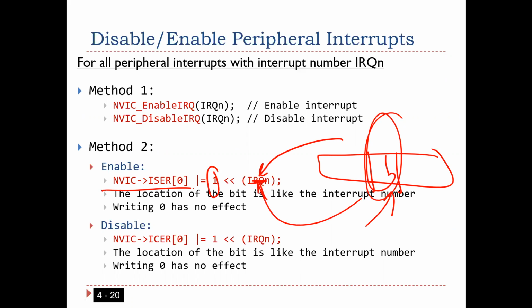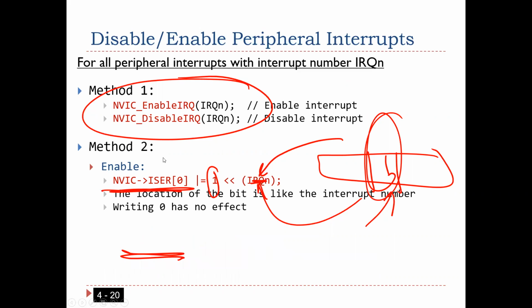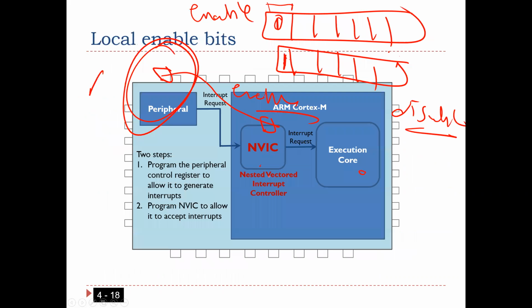So if you want to enable, you can use this one. If you want to disable, you can use this one, okay? Or you can use a function. So this is okay and this is okay. So again, either the function or the register can enable or disable the bit at NVIC. There is another bit here I'm going to explain.